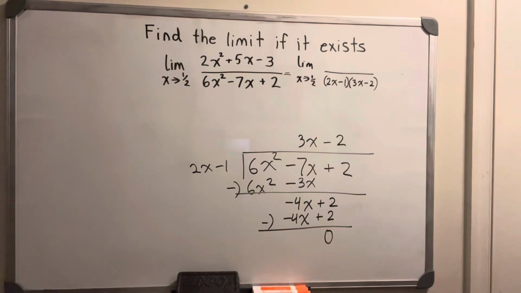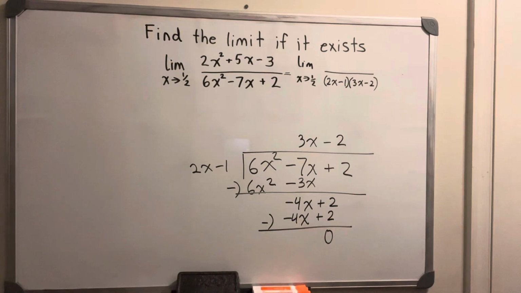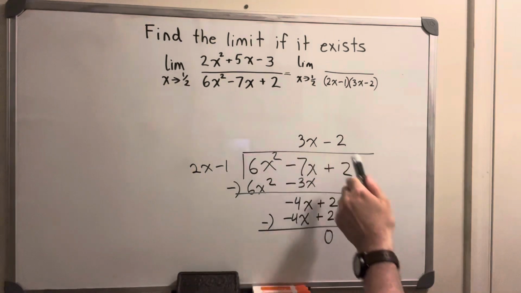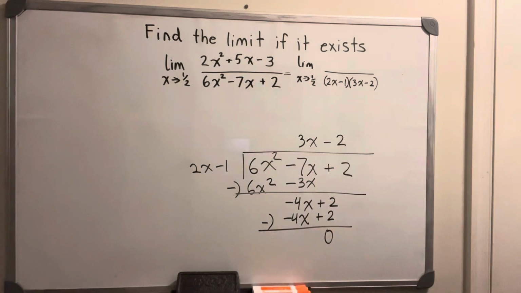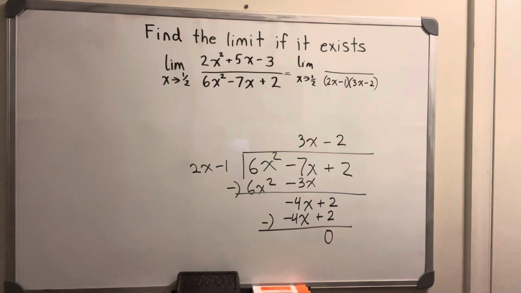So since the denominator polynomial equals 0 at x equals 1/2, we need to figure out how to factor out an x minus 1/2, which is the same as 2x minus 1, from both the numerator and the denominator. As we've done here, I've factored out a 2x minus 1 from the denominator, and it turns out 6x squared minus 7x plus 2 is equivalent to 2x minus 1 times 3x minus 2.